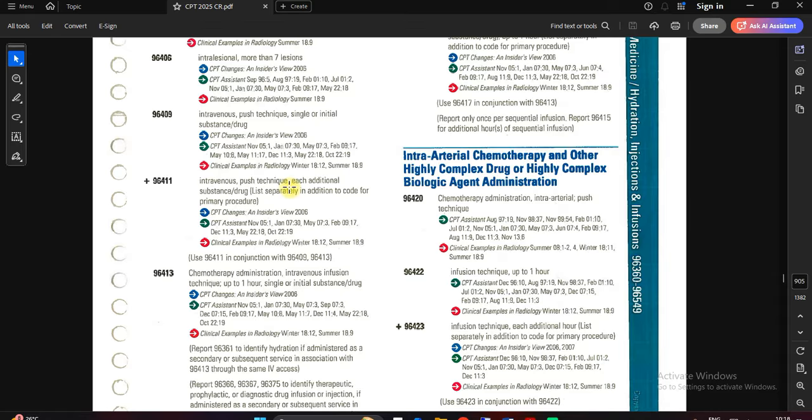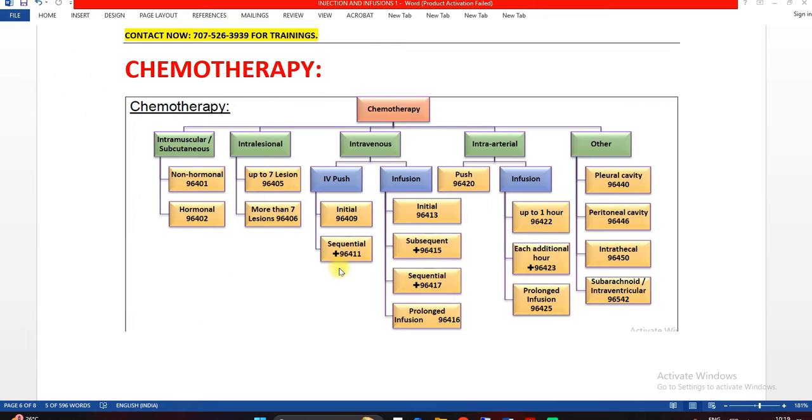Why? If you check the code description, it says push each additional drug or substance. If you remember, as we have learned previously, sequential means new drug. Subsequent means same drug. So here it is sequential. So 96409, one type of drug, and 96411, different types of drugs.